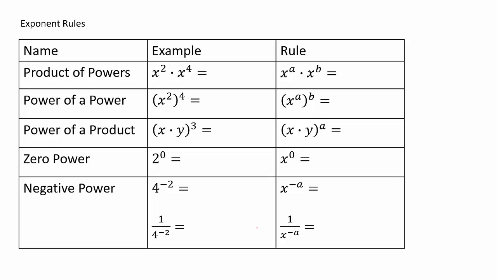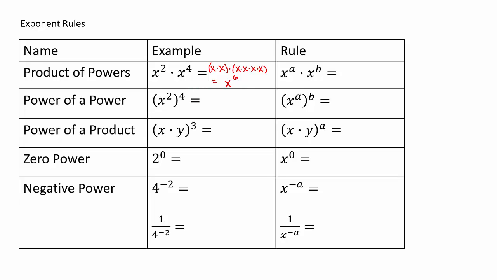So our first rule is product of powers. And an example of this is x squared times x to the 4th power. Well, if we think about what x squared is and what x to the 4th is, x squared has 2 x's multiplied together, and x to the 4th has 4 of them multiplied together. If we wanted to simplify it so that there was just a single x to represent all of these, there are 2 here and 4 here, which together make 6. So x squared times x to the 4th is x to the 6th power.